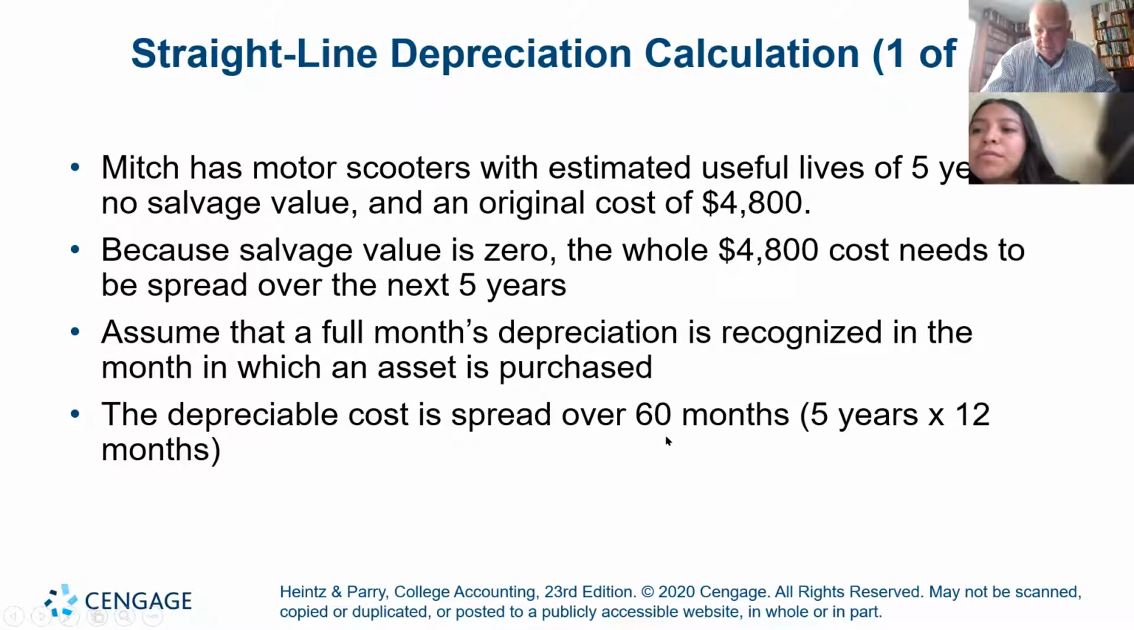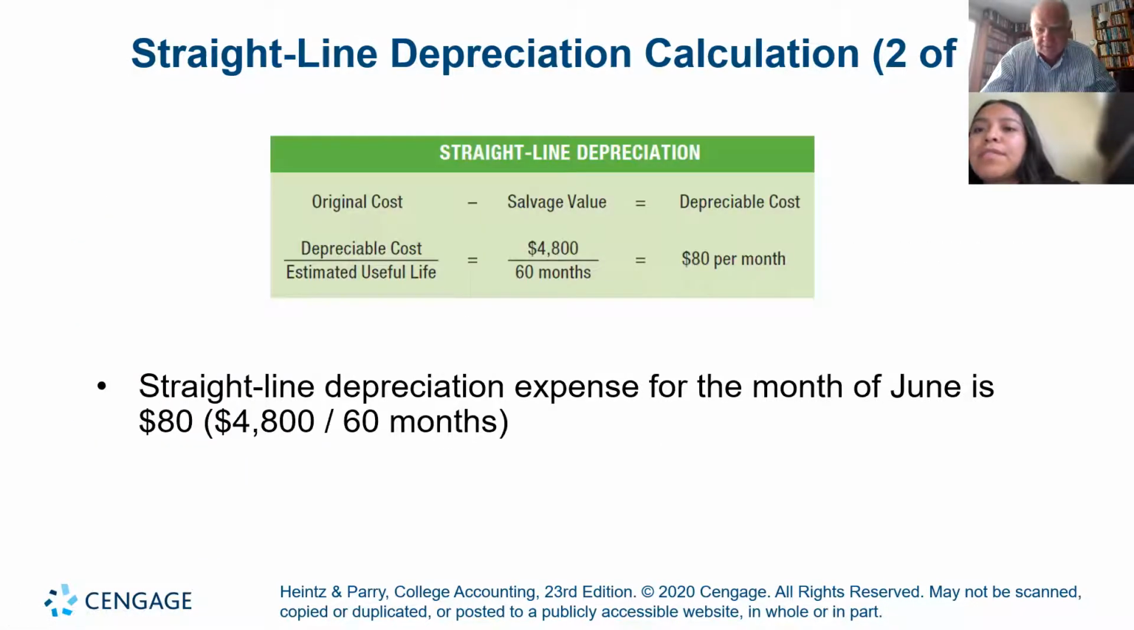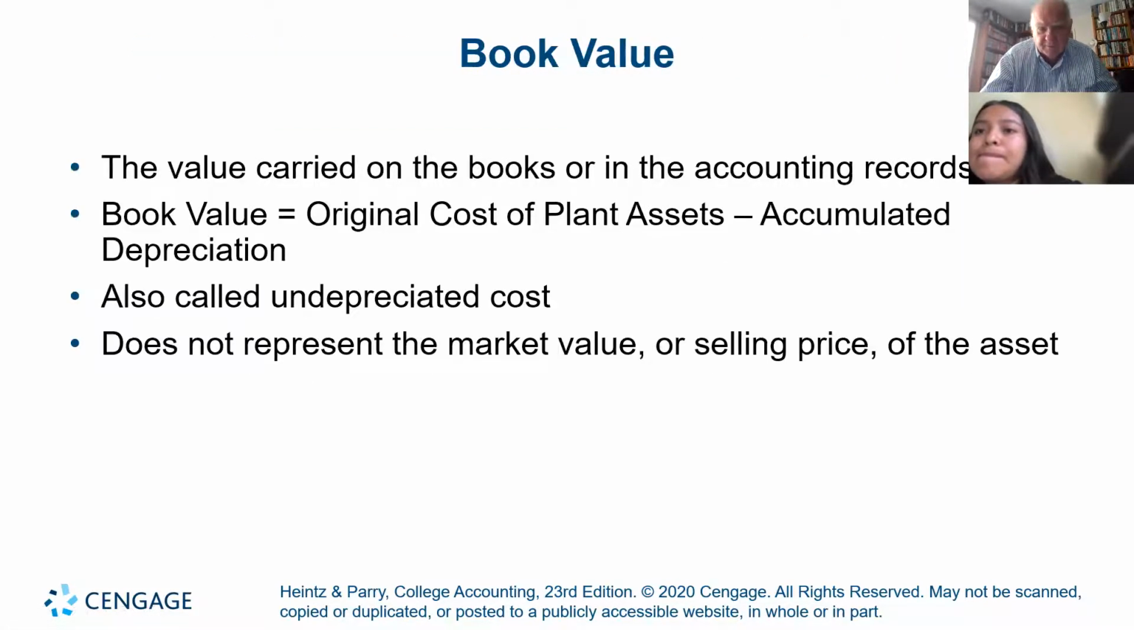60 months equals 5 years, right? So $4,800 divided by 60 is $80 per month depreciation. And the reason I say this is the easy one is because that's going to be the same every month. It's always going to be.